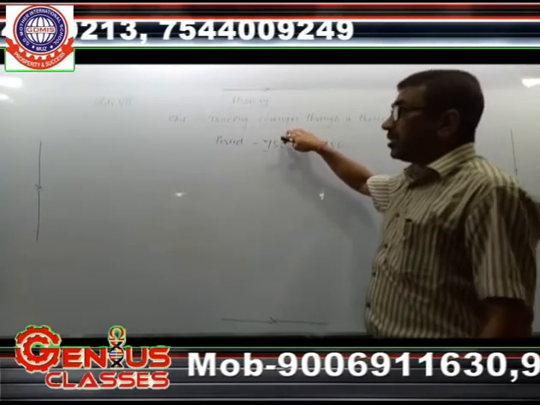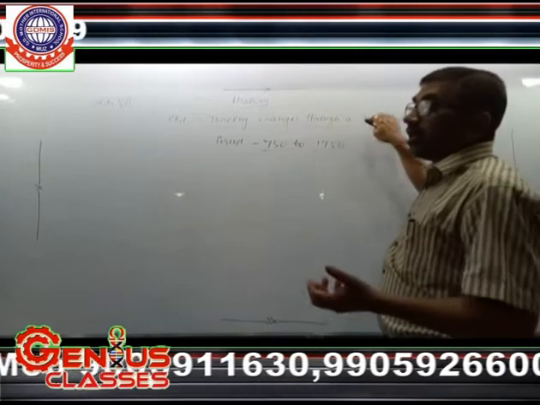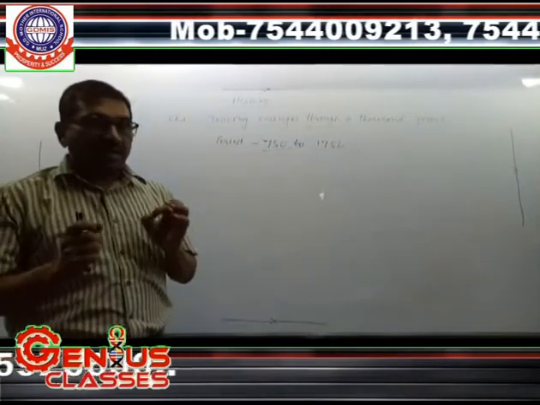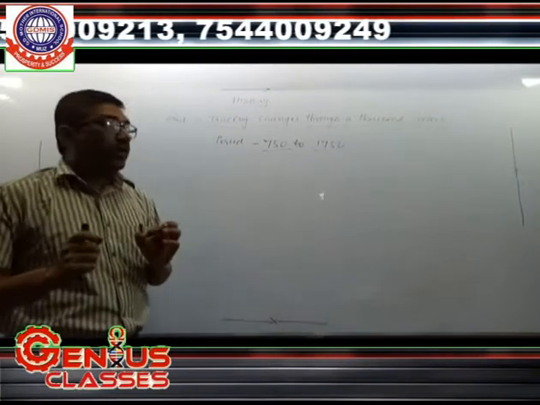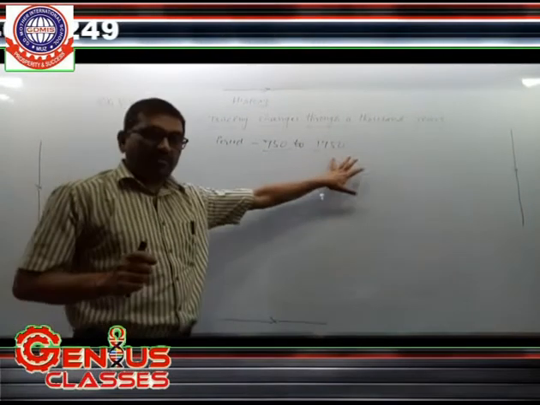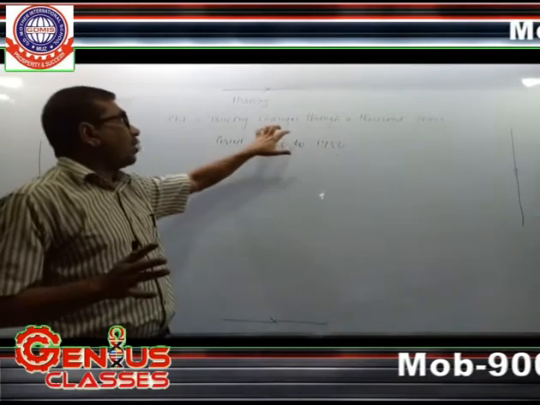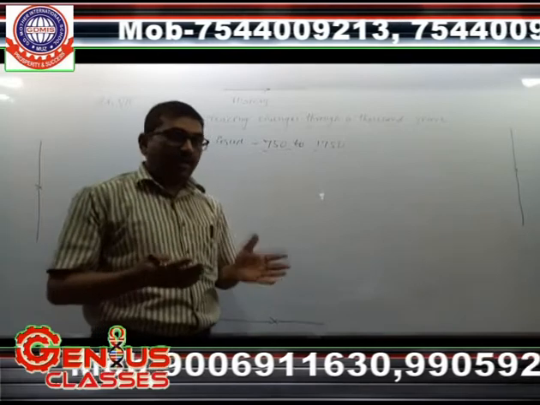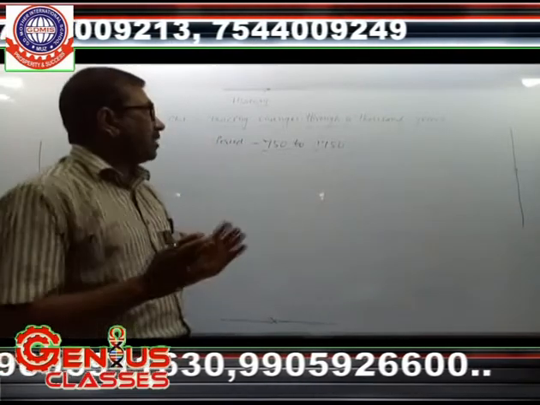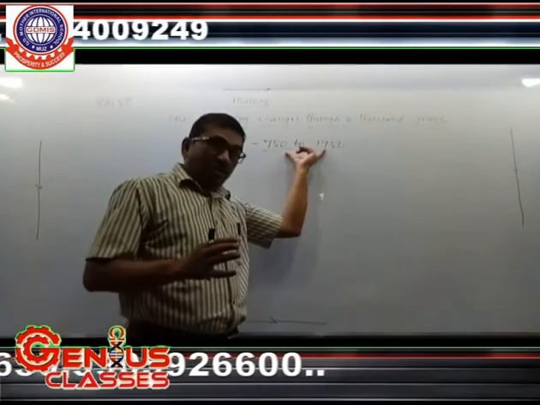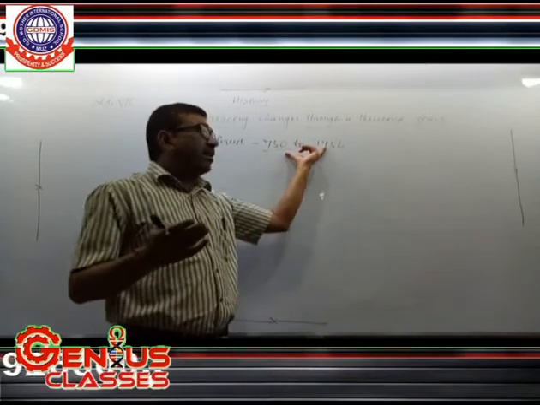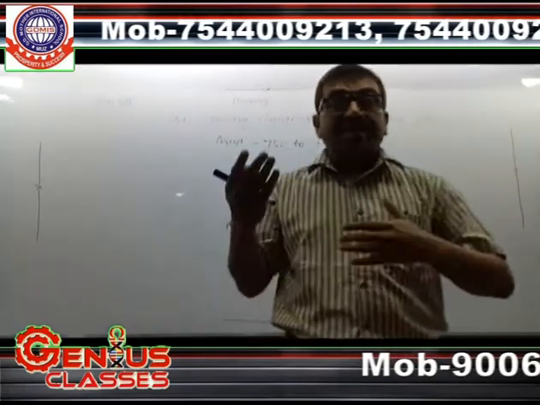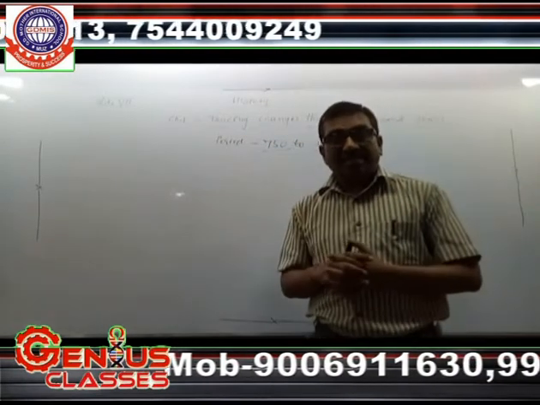The tracing of changes, from when to when? 1000 years. Which 1000 years? The period is between 750 to 1750. This is the period we are talking about. It means, is it clear what changes through 1000 years we have to go through? We have to confine ourselves only between these two periods, the changes we find in 750 to 1750. This many technological changes took place.